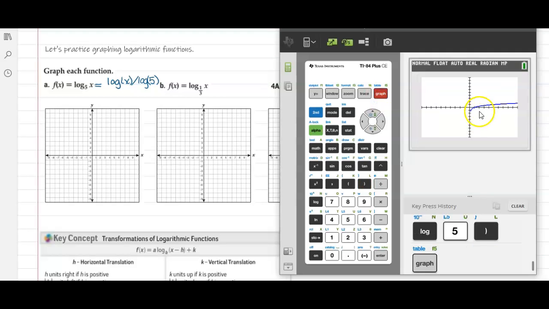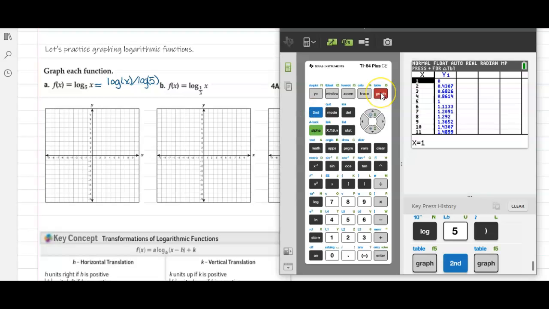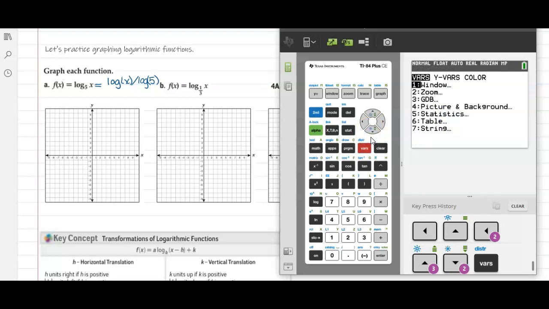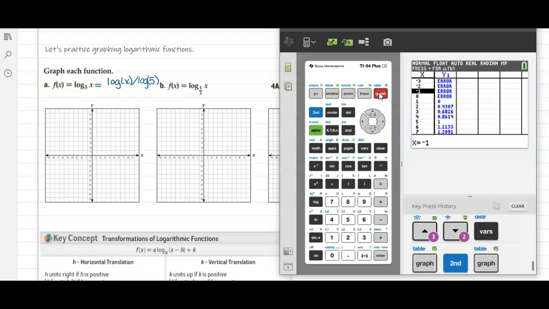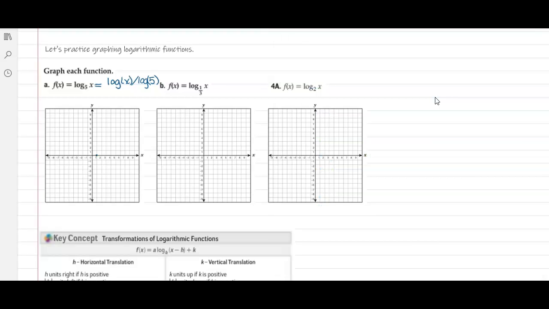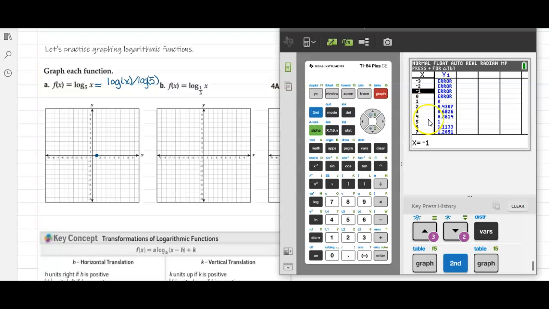We see what the graph looks like, and we need a table of values, so second graph, and we can see that if I try to scroll up, I'll just get error. So our graph is going to start at 1, 0. That's the first nice point I see, which is right here. And the next nice point I see is 5, 1.